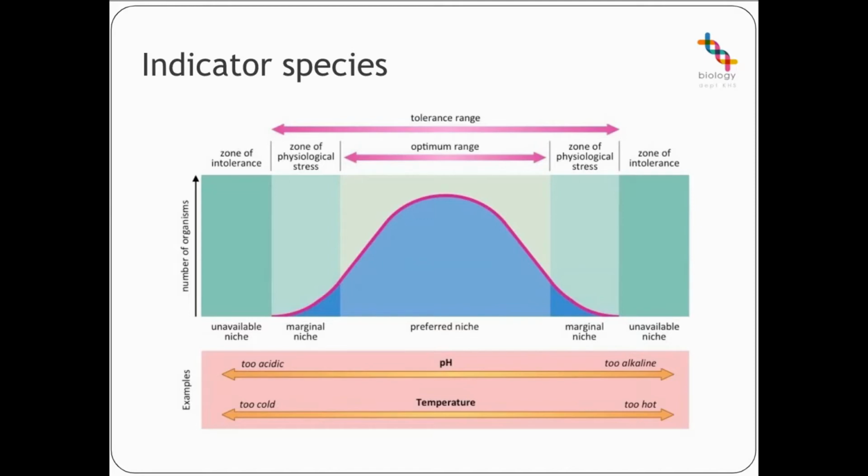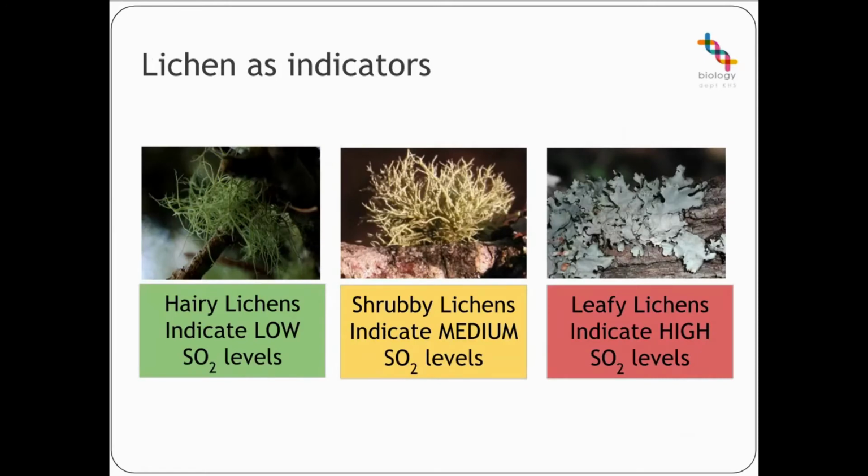Equally, we may have some which are intolerant to that pollutant. That would make their conditions to be in their zone of intolerance. Consequently, the absence of that particular species suggests the presence of that pollutant. And we can see this example when we look at lichen as indicators. So different forms of lichen have different susceptibilities to sulfur dioxide pollution.